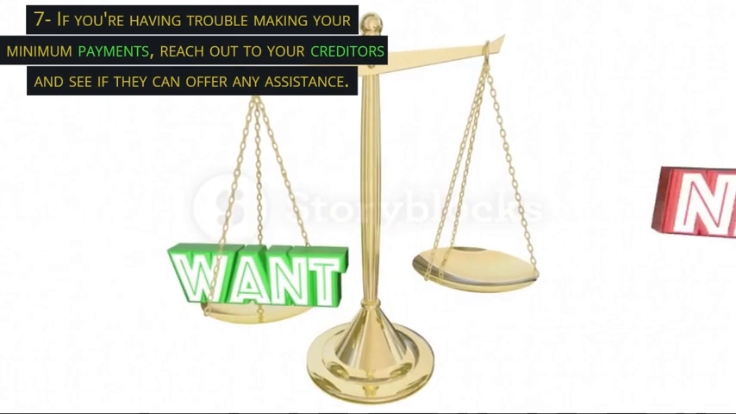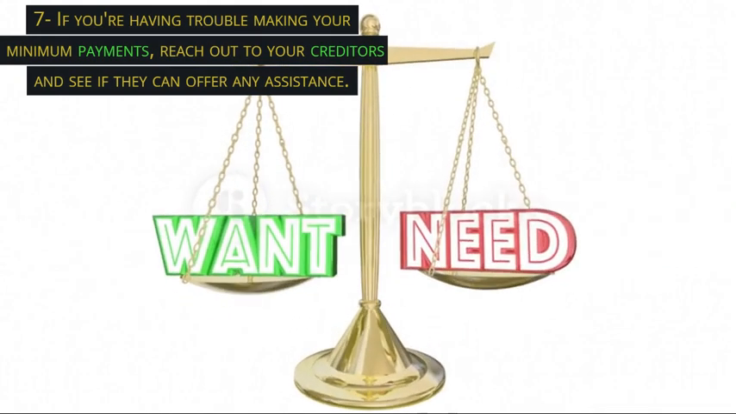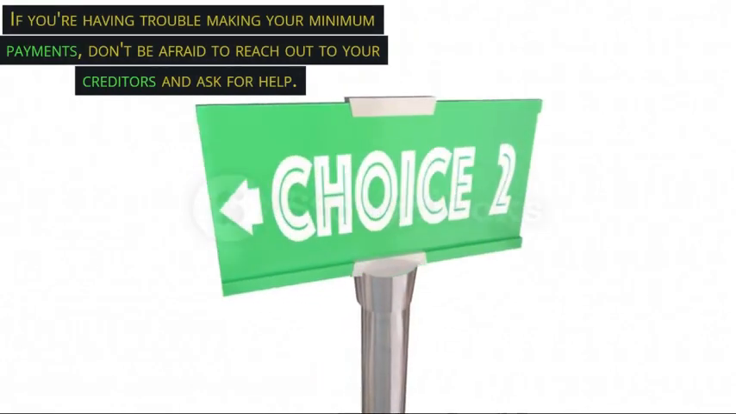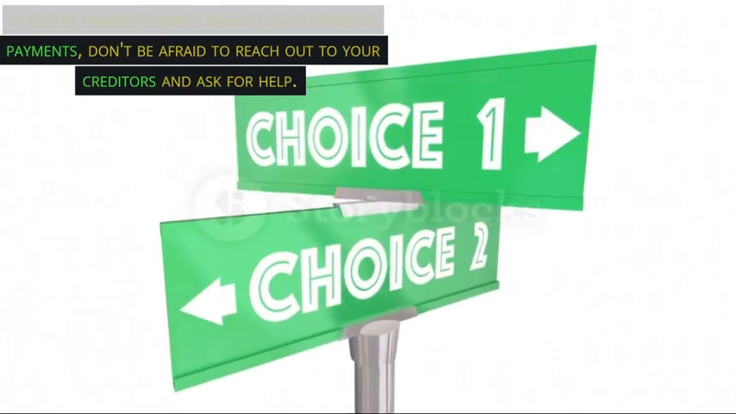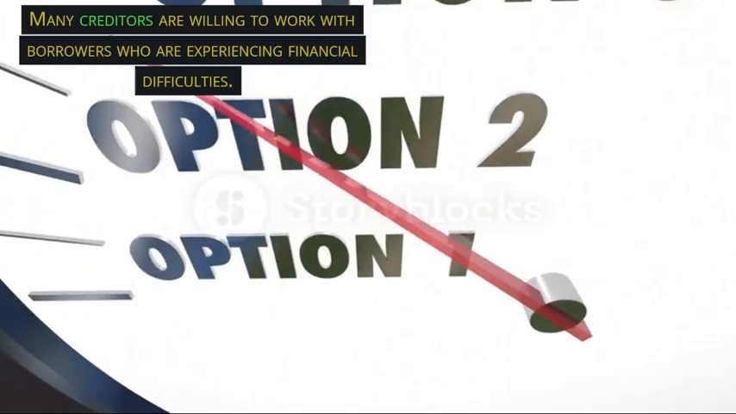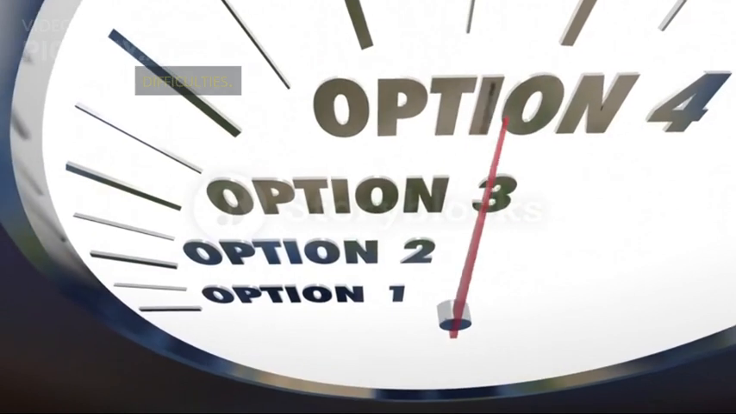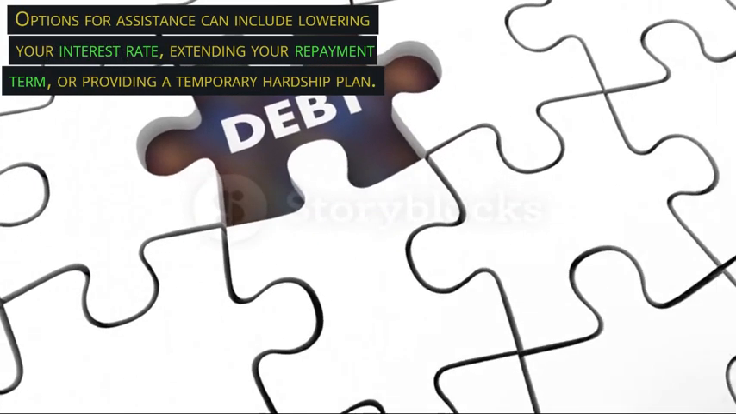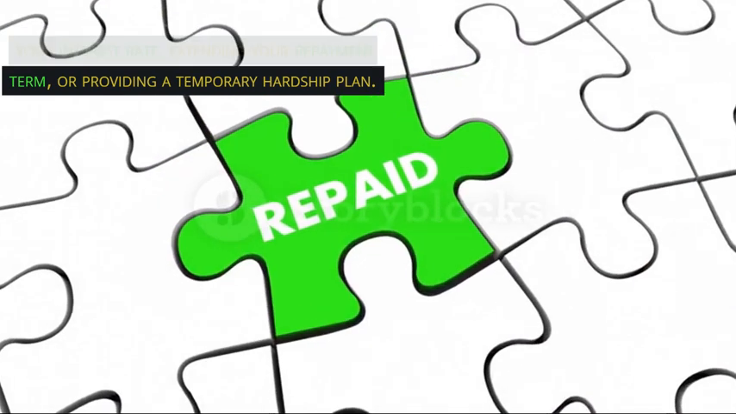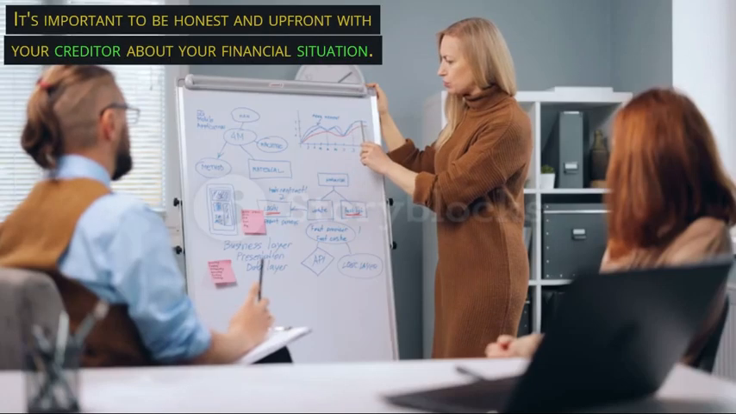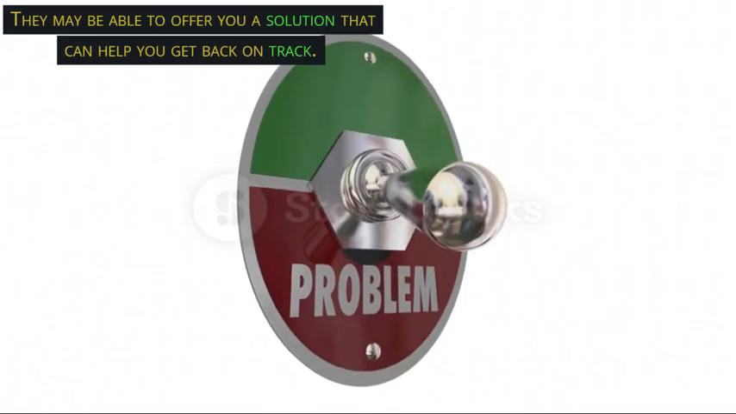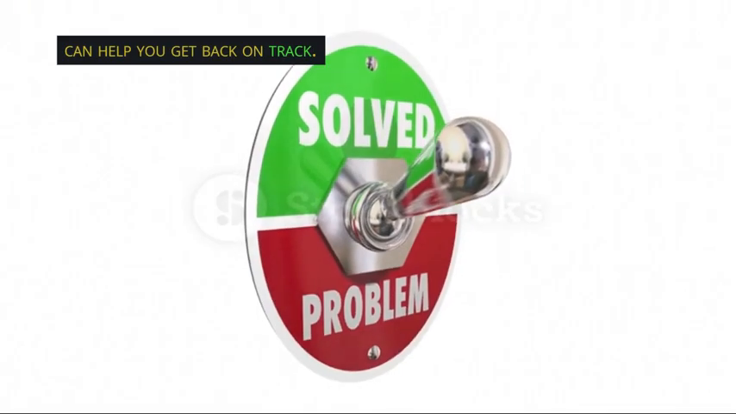7. If you're having trouble making your minimum payments, don't be afraid to reach out to your creditors and ask for help. Many creditors are willing to work with borrowers who are experiencing financial difficulties. Options for assistance can include lowering your interest rate, extending your repayment term, or providing a temporary hardship plan. It's important to be honest and upfront with your creditor about your financial situation. They may be able to offer you a solution that can help you get back on track.